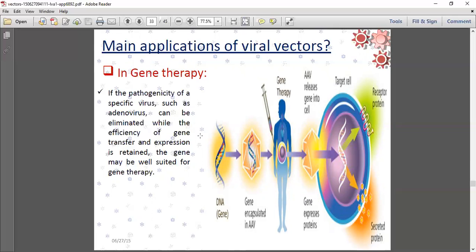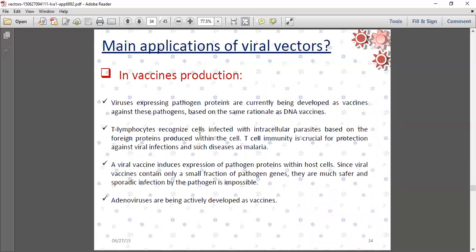Where the gene is present, the gene is encapsulated with AAV, and the gene therapy is given to the individual. The gene-expressed protein will be changed and substituted, the receptor protein and target cell will be identified, and the gene will be changed, either the DNA or RNA strands.